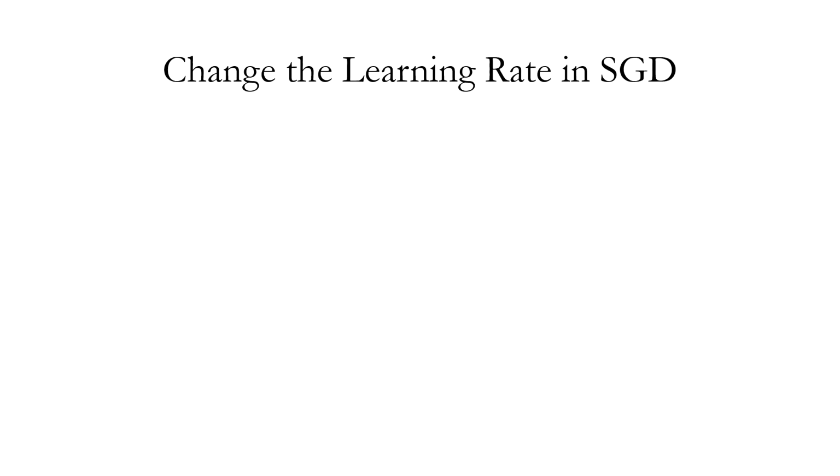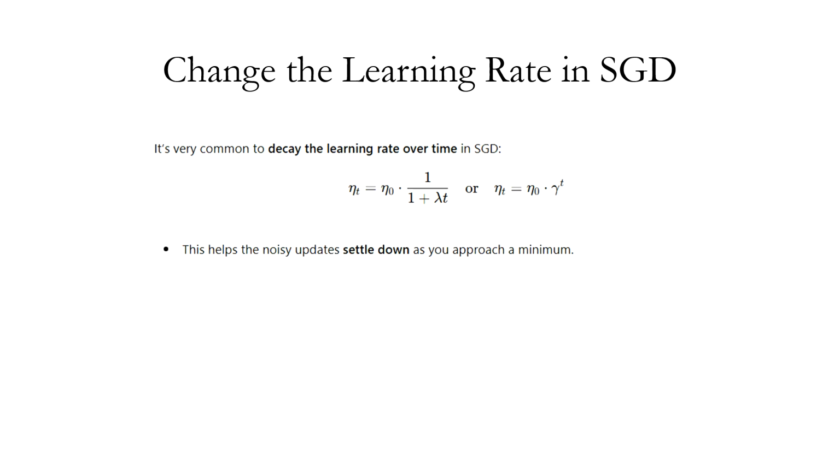In order to make the convergence a little bit smoother, it's very common to decay the learning rate over time in SGD. So we've got eta naught times 1 over 1 plus lambda t, and we basically make it decay. This helps the noisy updates settle down as you approach the minimum. And in practice, GD often uses a fixed eta because the gradient is smooth and stable.